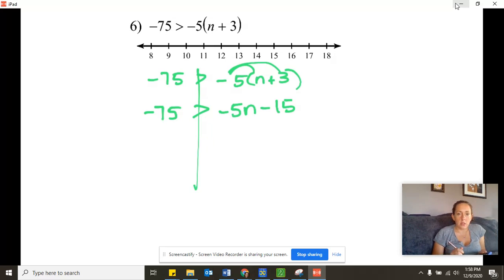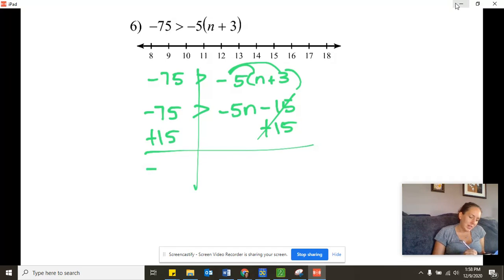Then I'm going to start solving. So I'm going to get rid of the minus 15 first. General rule of thumb is when you're solving, you start with whatever's further away from the variable. The reason is because we go in reverse order of operations, because solving is doing everything backwards. So the opposite of subtracting 15 is adding 15. So I'm going to do that to both sides to keep my inequality balanced. And I will get negative 60 is greater than negative 5n.